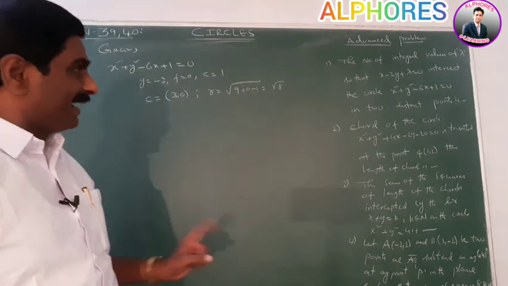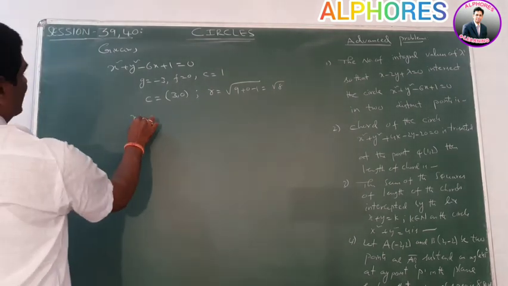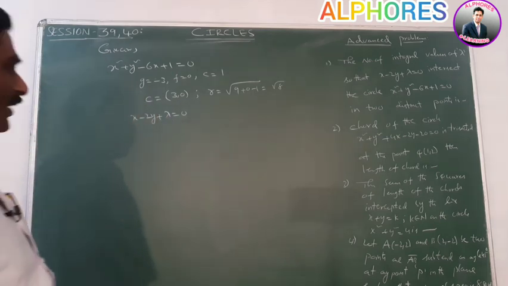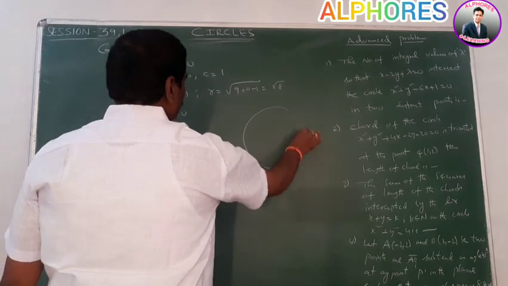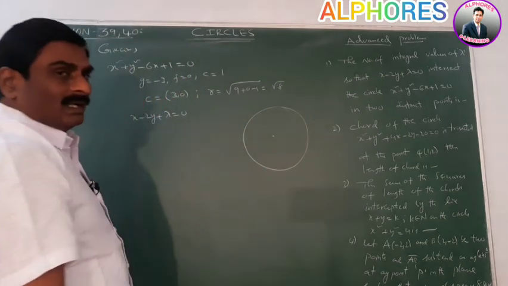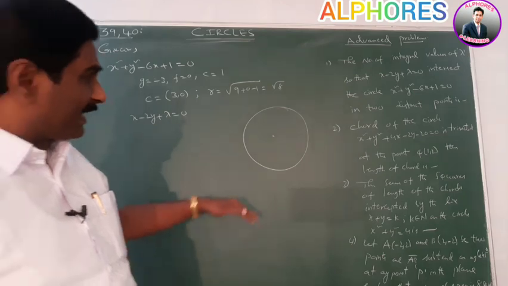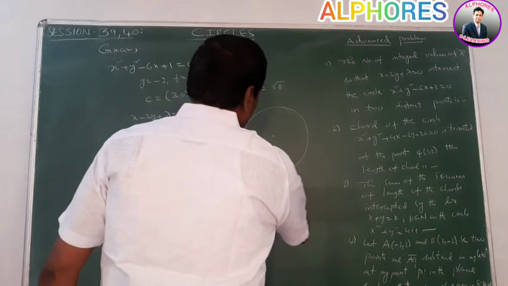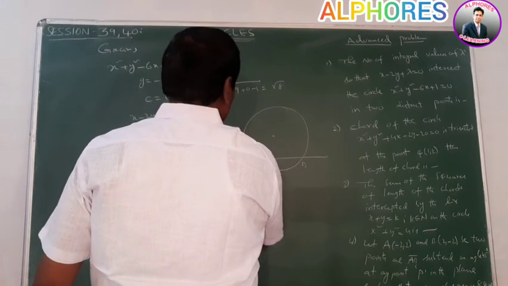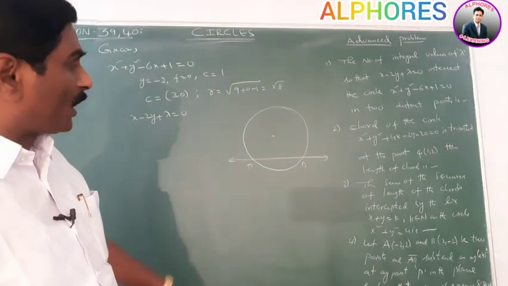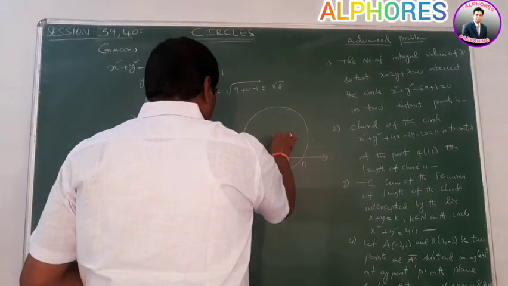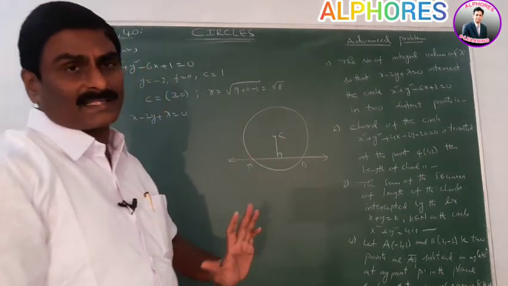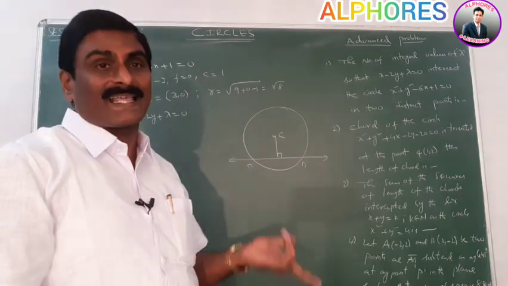Here what is the line? The line x minus 2y plus lambda is equal to 0 intersects the circle at 2 different points. The relation between the line and circle: the line cuts the circle, touches the circle, or is away from the circle. Here the line cuts the circle at 2 different points. That is nothing but the secant line. It is possible only when the perpendicular distance D from center to this chord is always less than radius.